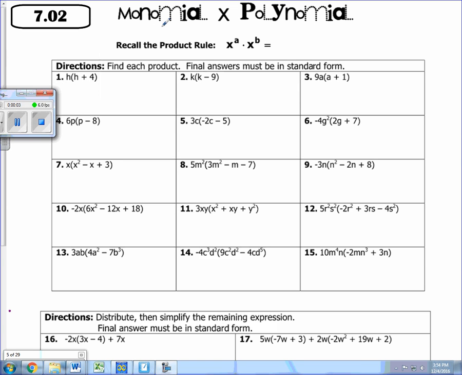Alright, so now we're gonna learn about monomials multiply. That's what this, it's a times sign. Monomials times polynomials.